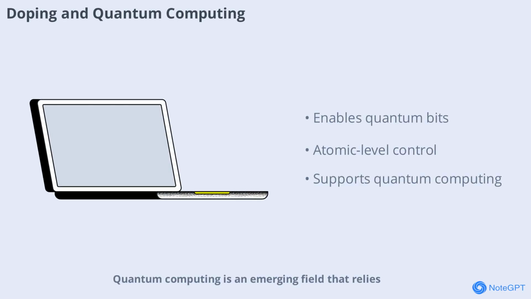Quantum computing is an emerging field that relies on precise control of materials at the atomic level. Doping plays a crucial role in creating the quantum bits, or qubits, that store and process information in these devices. By carefully selecting and placing dopant atoms, researchers can create qubits with the properties needed for quantum operations, opening up new possibilities for computing.